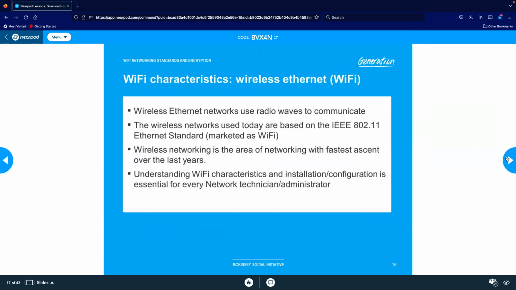Wireless Wi-Fi characteristics. Wireless Ethernet Wi-Fi. Wireless Ethernet networks use radio waves to communicate. The wireless networks used today are based on the IEEE 802.11 Ethernet standard, marketed as Wi-Fi. Wireless networking is the area of networking with fastest ascent over the last years. Understanding Wi-Fi characteristics and installation/configuration is essential for every network technician/administrator.